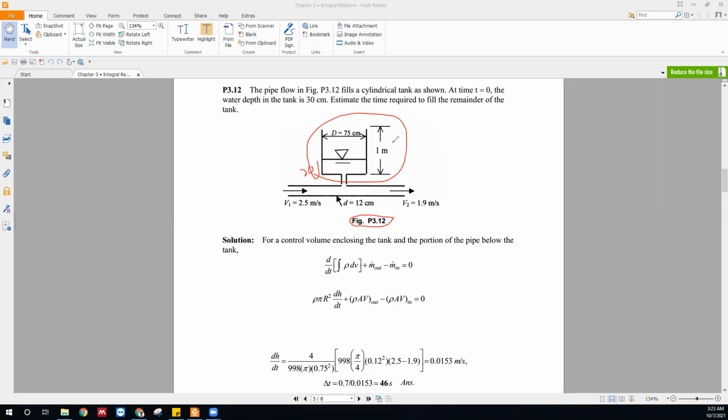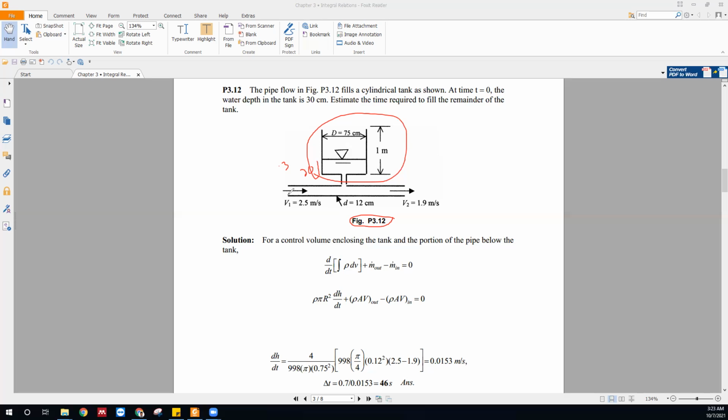The whole height is 1 meter and this is 30 centimeters, that means 0.3 meter. So we still need to fill 0.7 meter, right? How long will it take to fill this 0.7 meter height of the tank? The tank diameter is given, and the water is flowing in this direction. Initial flow velocity is 2.5 meters per second, and the outlet velocity is 1.9 meters per second, and the diameter of this tube is given as 12 centimeters.